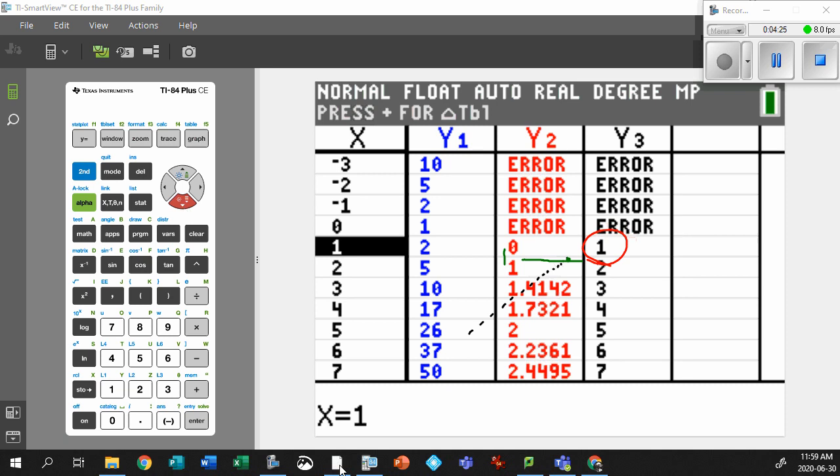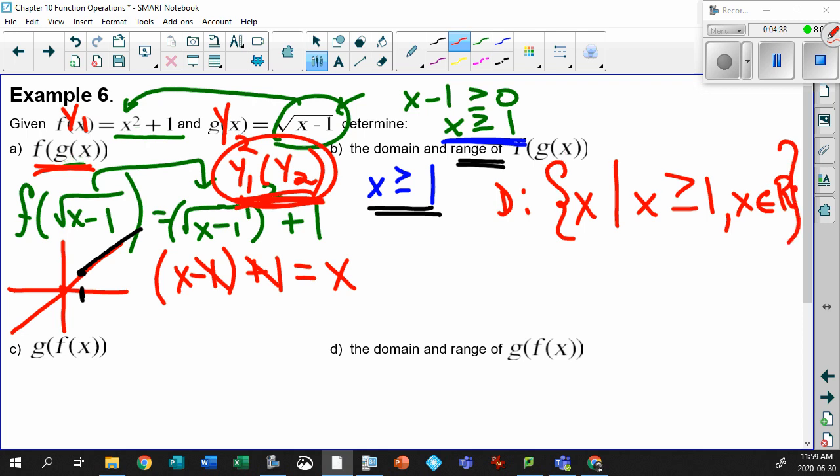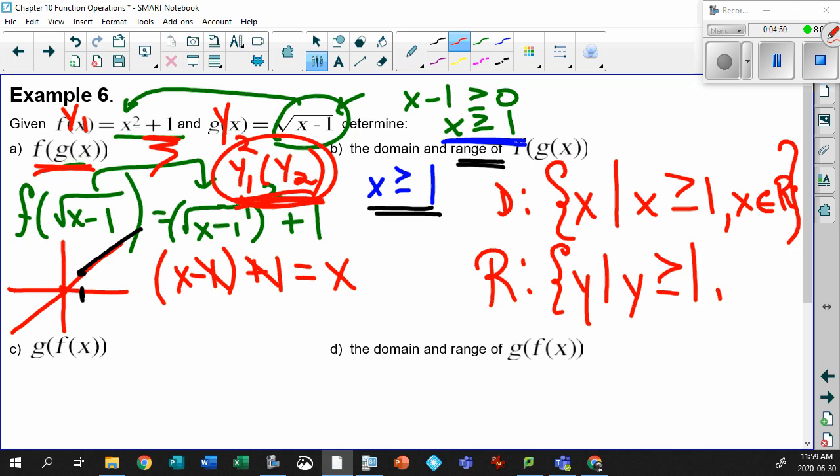It's very straightforward. So the range then, well, let's do the domain first. Domain is as we predicted, x such that x has to be greater than or equal to 1. X is an element of R. Okay, but what about the range? Range was in fact based on that guy. Wasn't that interesting? Y such that y has to be greater than or equal to positive 1. Y is an element of R.